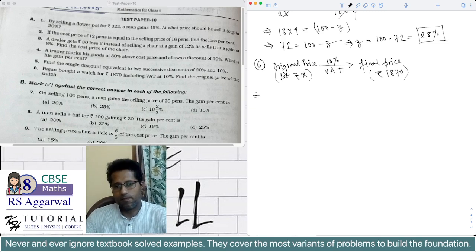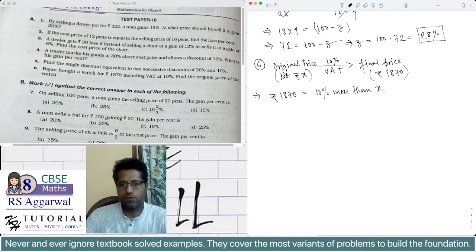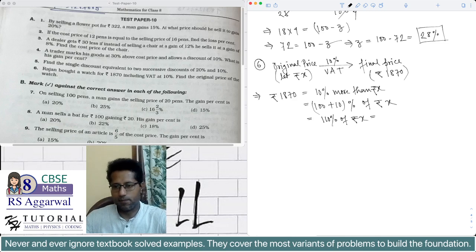So we can say that rupees 1870 is equal to 10% more than rupees X. This is equal to 100 plus 10% of rupees X. This is equal to 110% of rupees X, and 110% means 110 divided by 100 multiplied by X, this much rupees.